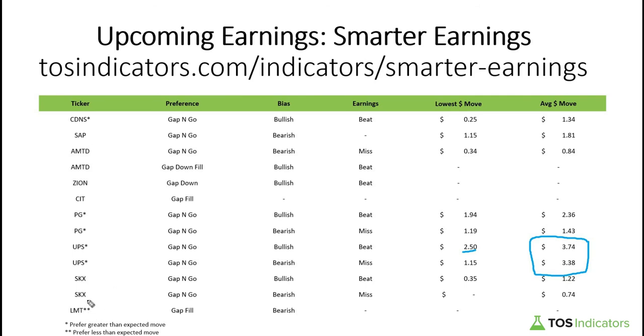And then the last one is Lockheed Martin. In the case of Lockheed Martin, we're looking for less than an expected move. And if that happens, then we're looking for Lockheed Martin to fill that gap in a bearish direction. So we're looking for a gap up and then for Lockheed Martin to fill that gap. And again, the gap needs to be a sizable enough gap that it's worth playing. So we'll take a look just at the UPS play and then look at the charts.